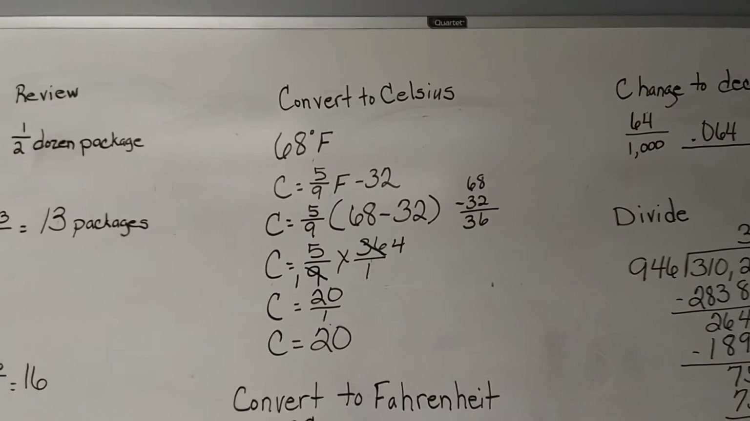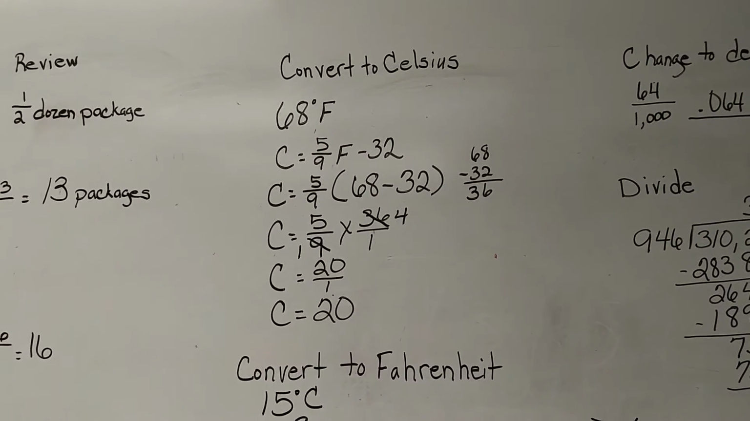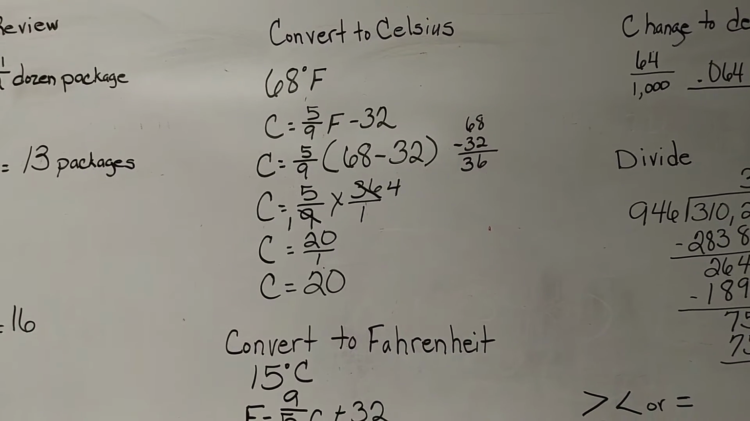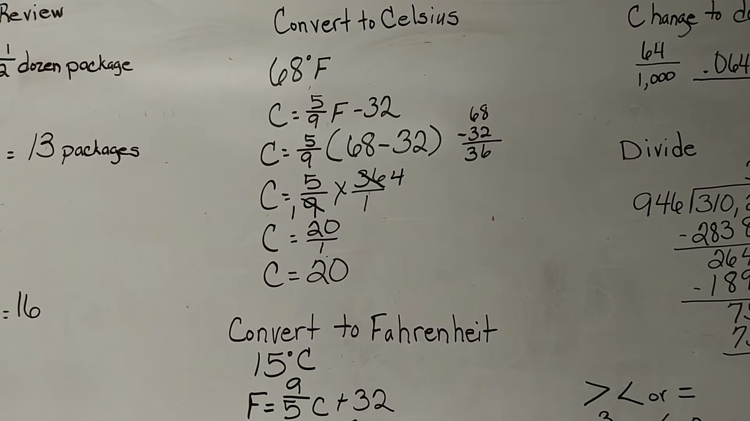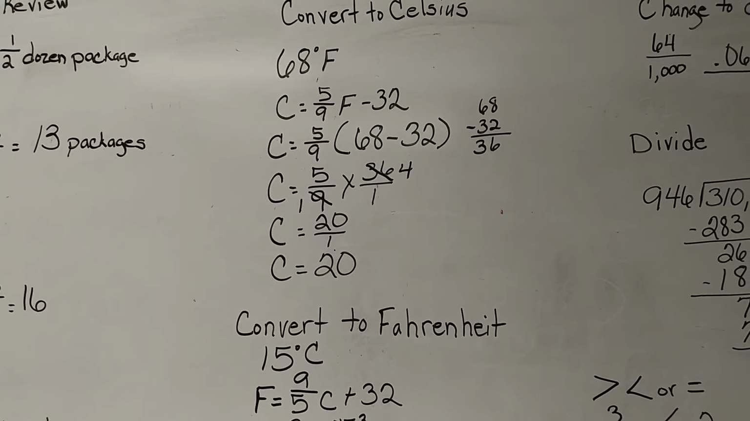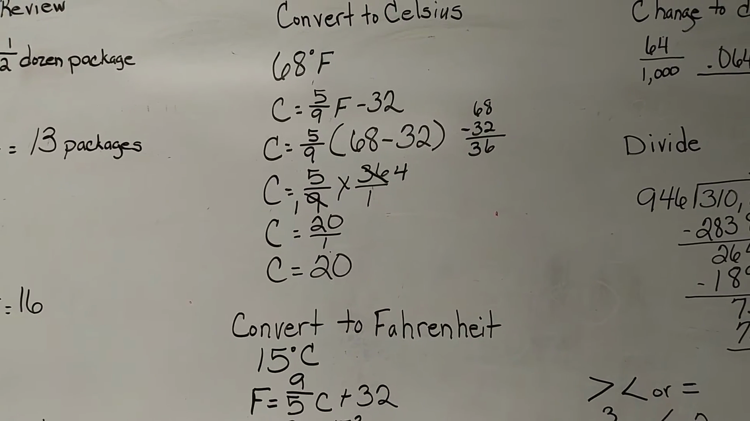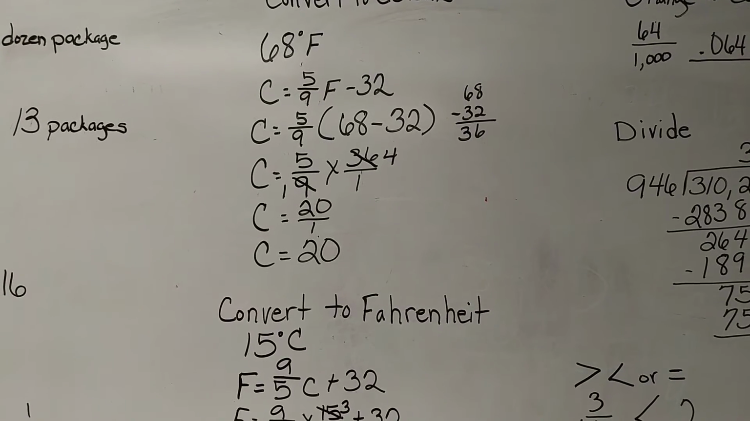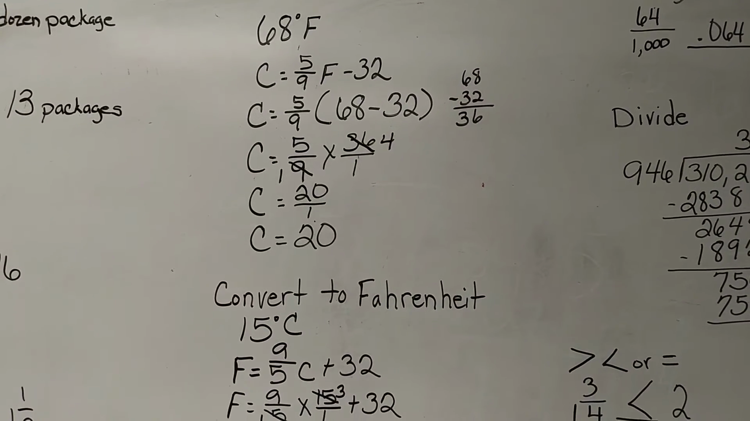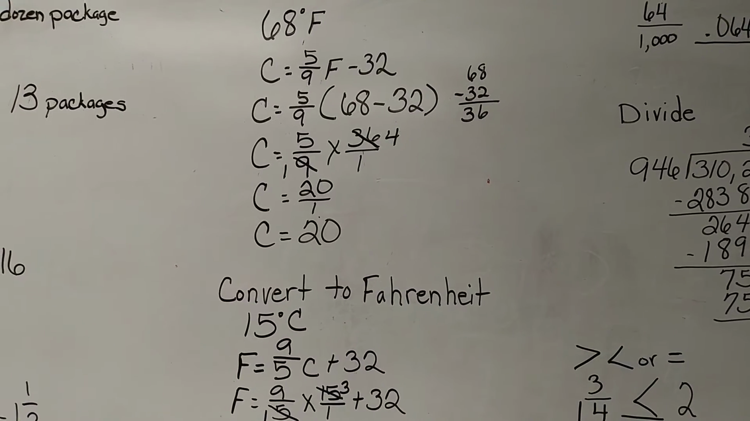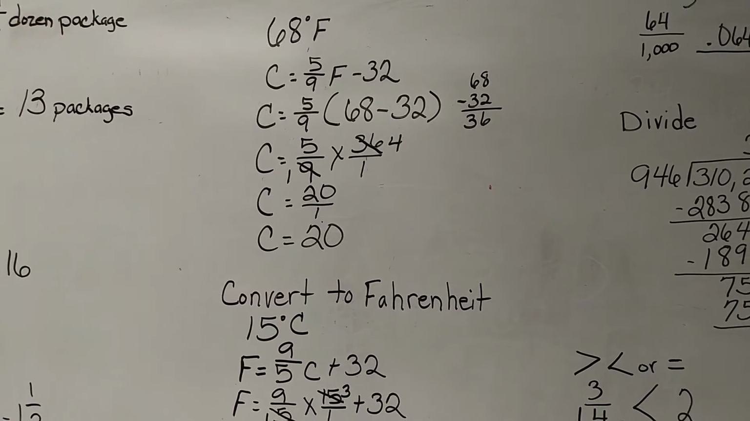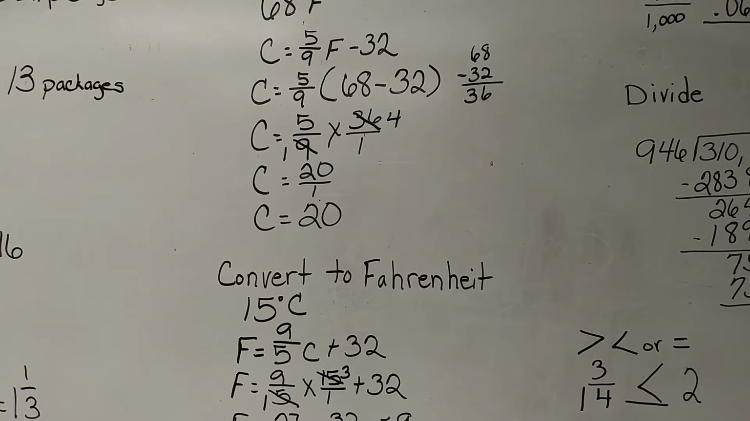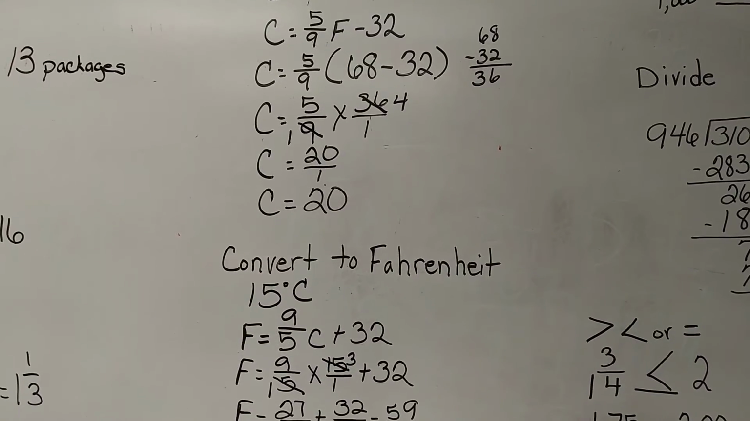Convert to Celsius, 68 Fahrenheit. You would take C equals 5/9 times F minus 32. C equals 5/9 times 68 minus 32. C would equal 5/9 times 36/1, where 9 will go into 9 one time, 9 will go into 36 4 times, which would equal 20/1, which would be 20 Celsius.